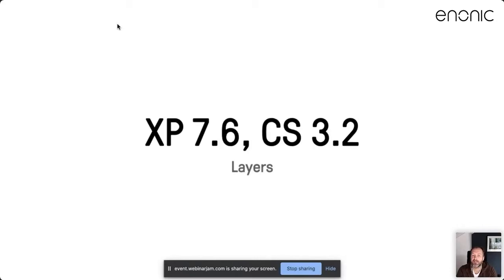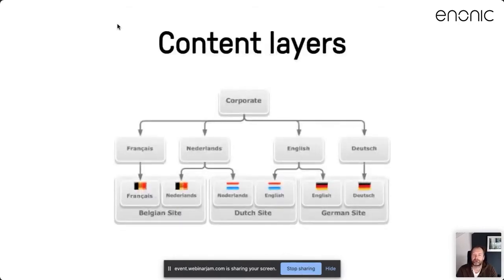Next is probably more fascinating. It's XP 7.6 and likely Content Studio 3.2 or maybe 3.1, we'll see. And it includes this new layering functionality, and it's gonna kind of revolutionize what you can do with XP. As you know, dealing with language is not an easy thing. How do you manage to translate? How do you manage to reuse across different countries, for instance, like this scenario?